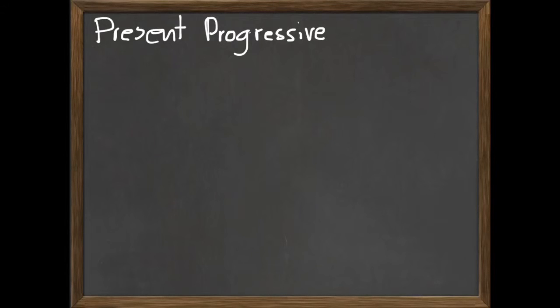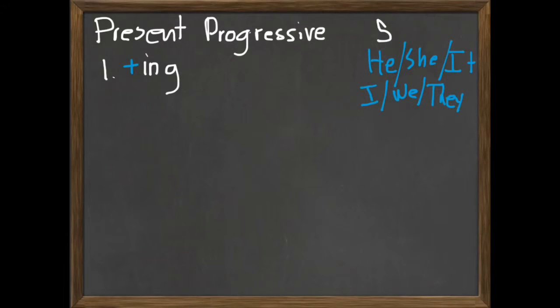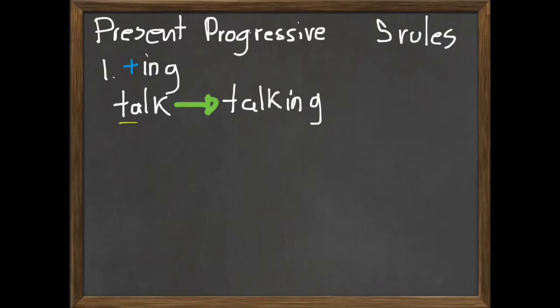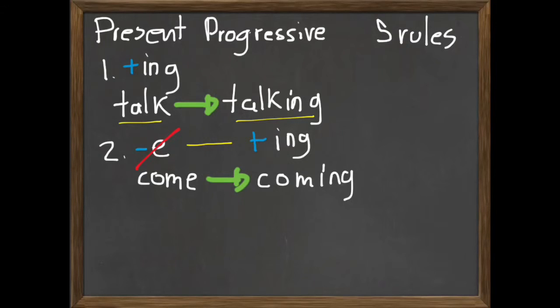To form the present progressive, we have to follow 5 rules. But it's simple because even he, she, or it are the same as I, we, you, or they. The first rule is that most verbs will take the ending ing. For example, talk will turn into talking. In the case of verbs ending in e, they will drop that e and end with ing instead. For example, come and coming. Come drops the e and it is replaced by ing.